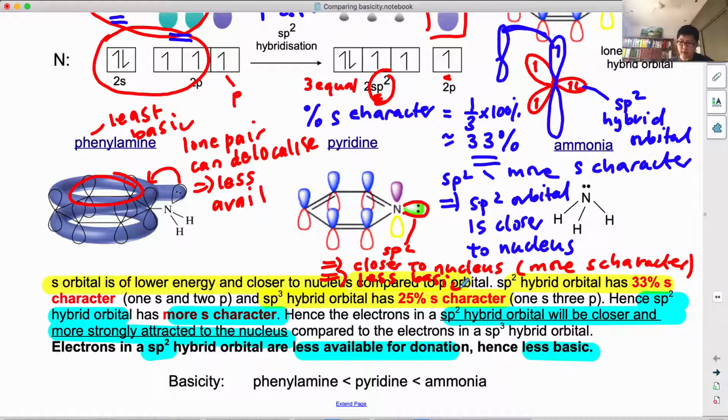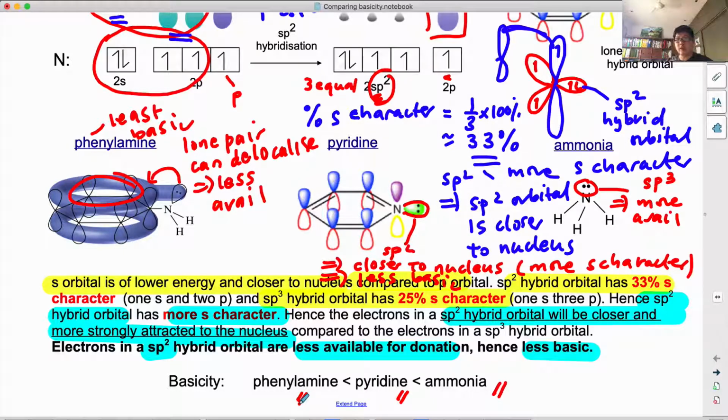Compared to what? Compared to ammonia. For ammonia, we look at the lone pair here. This lone pair is in the sp3 hybrid orbital. So it has less s character, only 25%. Less s character implies it is more available for donation. So out of all of them, you'll notice that ammonia is the most basic compared to pyridine and phenylamine. All right, so that's how we look at it.